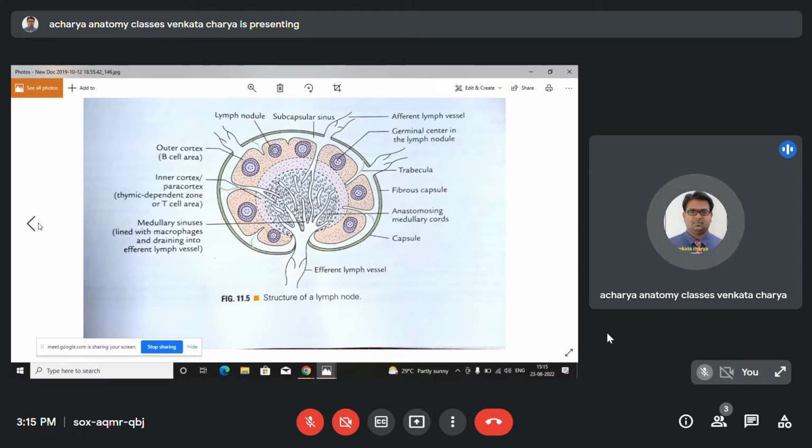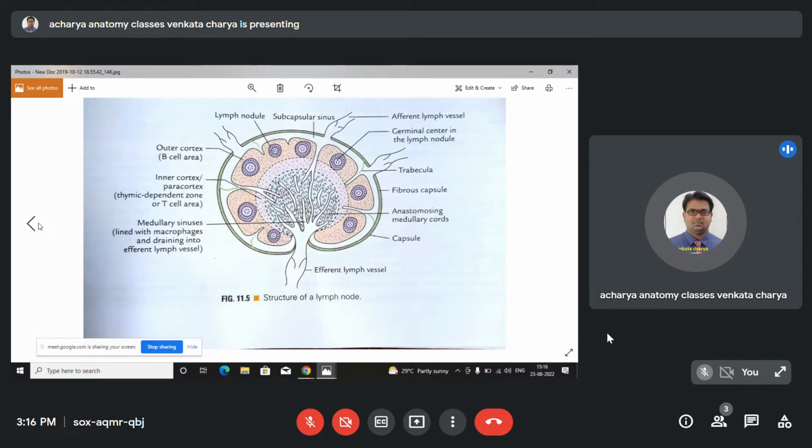Then fully mature lymphocytes are present in the most peripheral aspect of the lymph nodule. So finally it becomes the B lymphocytes. Then in the inner cortex area there is a presence of T lymphocytes. In the outer cortex area there are B lymphocytes, in the inner cortex area T lymphocytes.